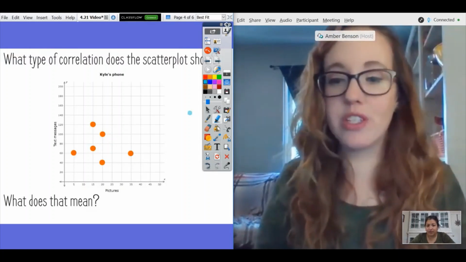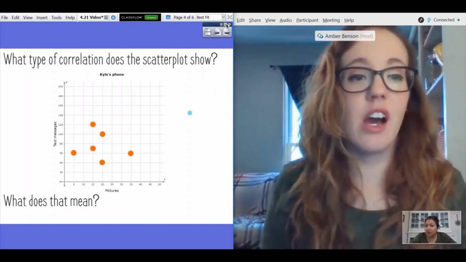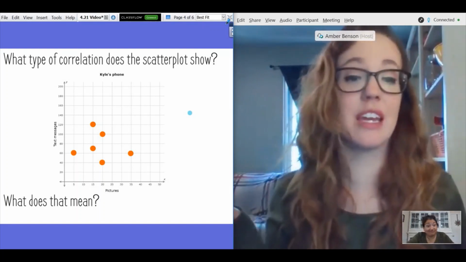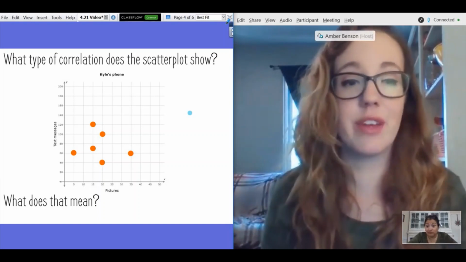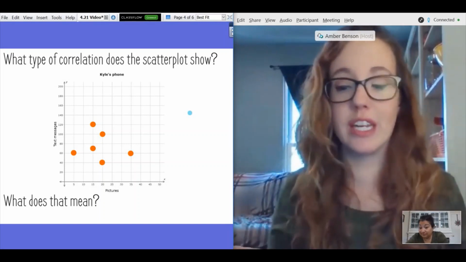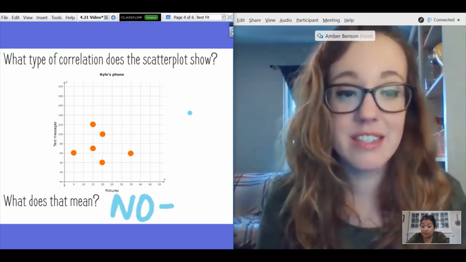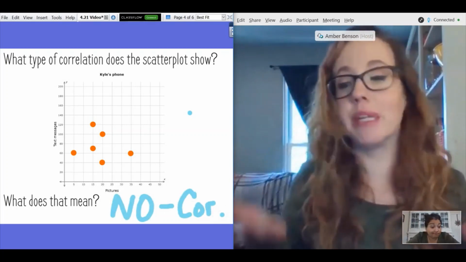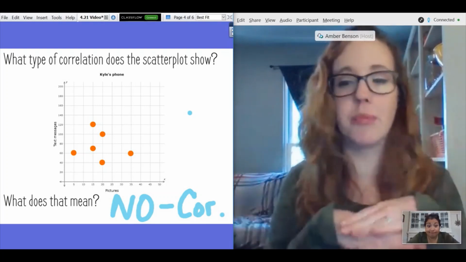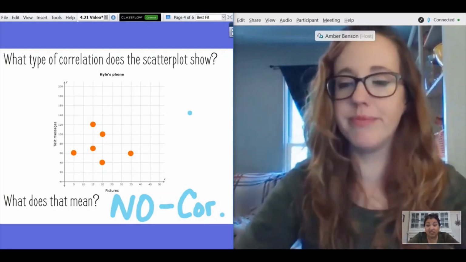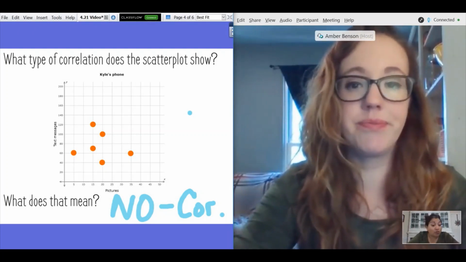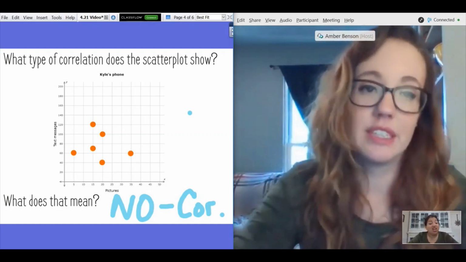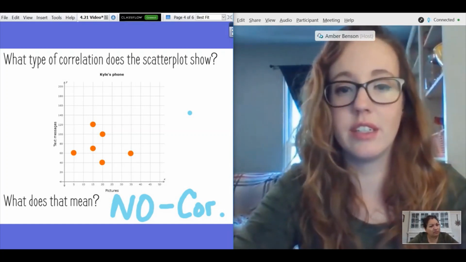So let's answer these questions here. They say, what type of correlation does the scatter plot show? And that's what you were just saying. Since it's not positive or negative, it means there is no correlation. And that means there's no relationship between how many pictures Kyle took and how many text messages Kyle sent. They're completely unrelated. It's just random. So no correlation means random.